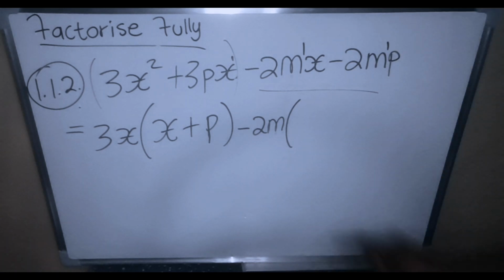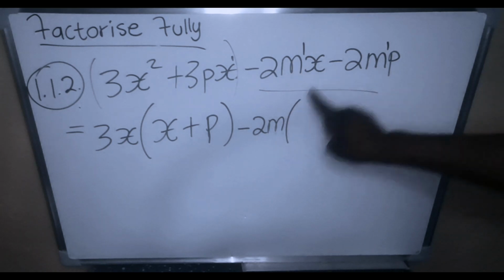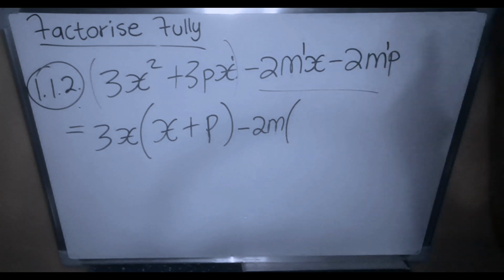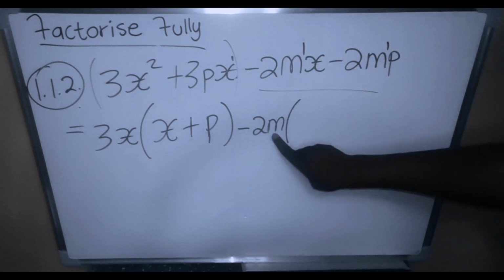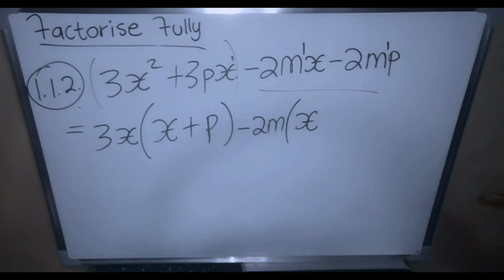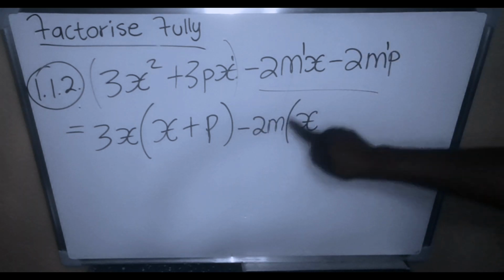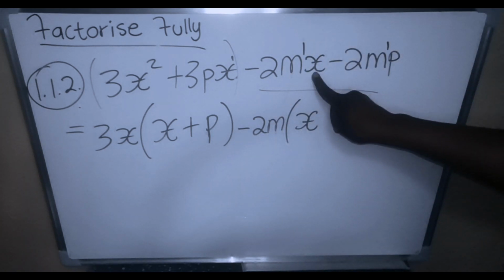Now, our rule says that negative 2mx divided by our highest common factor. Negative 2 divided by negative 2 is positive 1. m divided by m is 1. I'm left with x. I hope we are clear. Negative 2 divided by negative 2 is an invisible 1. m divided by m is 1. There's no longer m. We are left with only x.